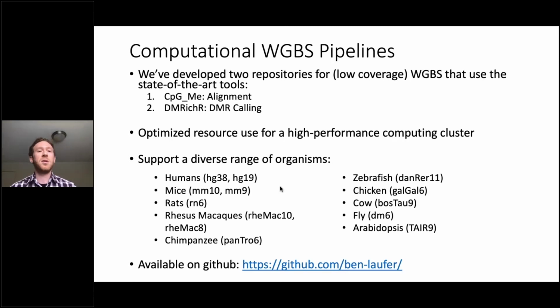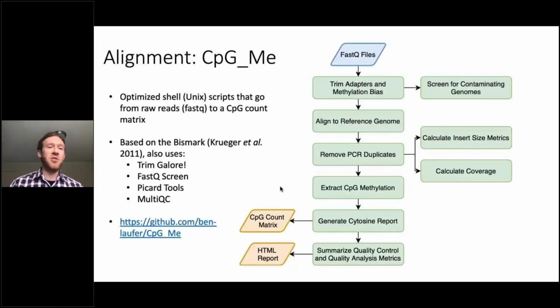For alignment, we use CpGme, which is this optimized set of shell scripts that goes from the raw reads, the FASTQ files, and produces the CpG count matrices that are needed. It's largely based on the Bismark methylation aligner and extractor, and also uses a number of other tools like TrimGalore, FastQ Screen, Picard tools, and MultiQC.